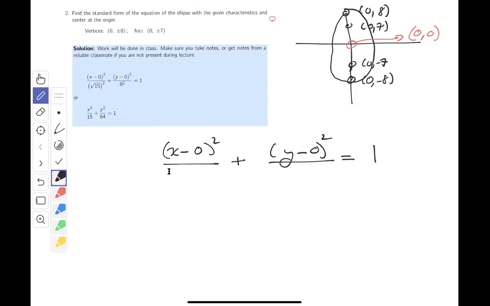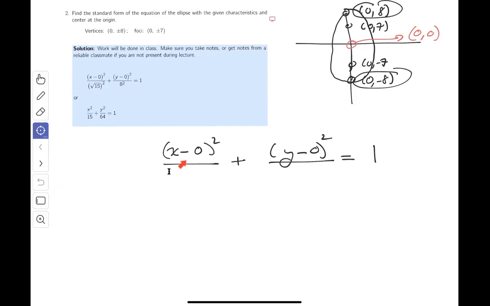Now, what I do know is I know a point on the ellipse. I know this point's on the ellipse. I'm just going to plug it in. And what does it say? It says x is 0. Well, if x is 0, this first term would disappear. But then y is either plus or minus 8. And what would I get over here? I would get 64. So if this disappeared and this is 64, the number on the bottom must be 64. Let me write that down for you.